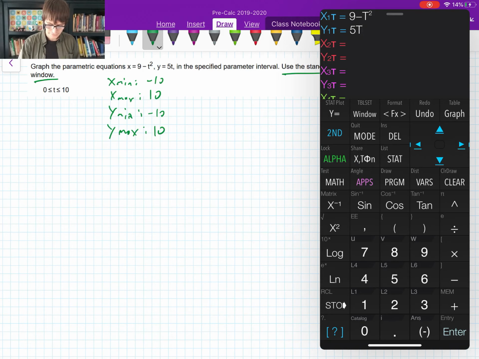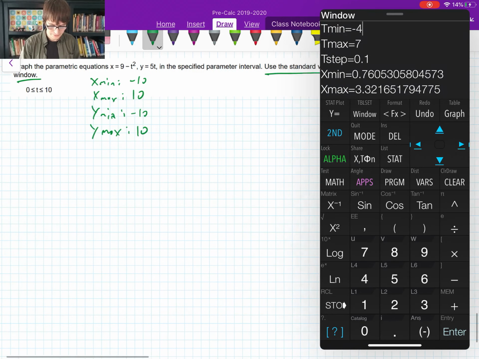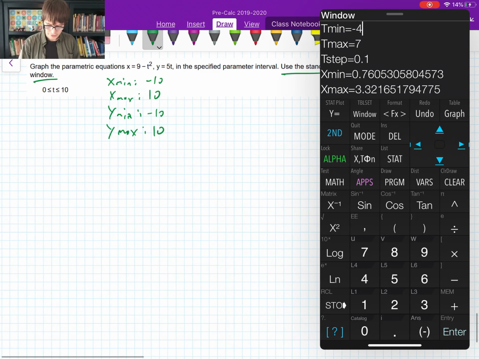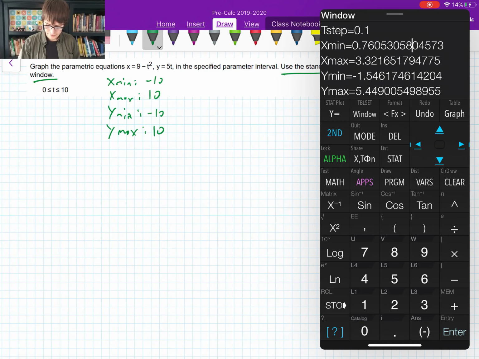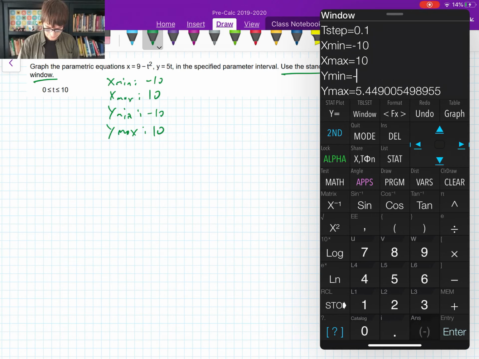Great. And then our viewing window, it says the standard viewing window. So x min needs to be -10, and x max is 10. As soon as you start typing, it clears everything out, so that's pretty nice. Y min is -10, and y max is 10.